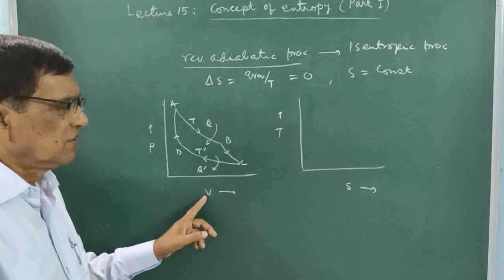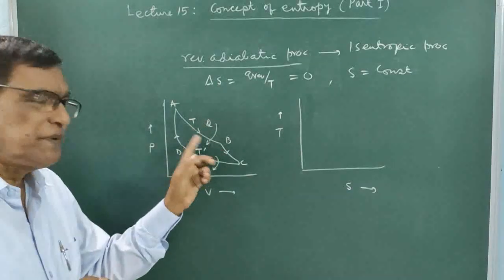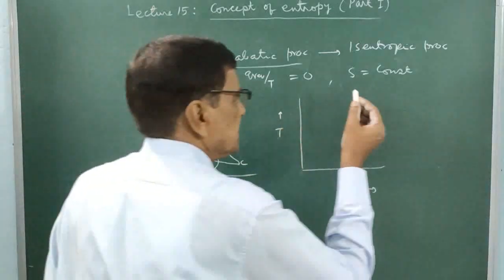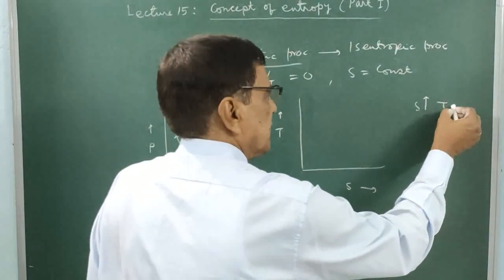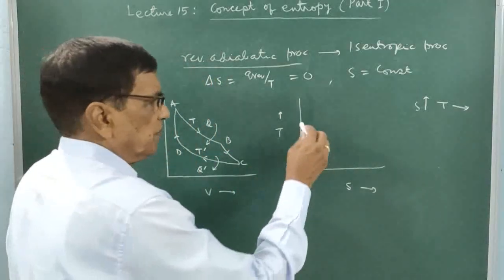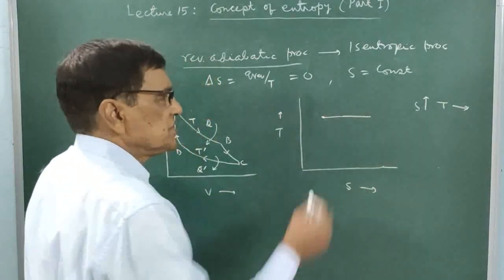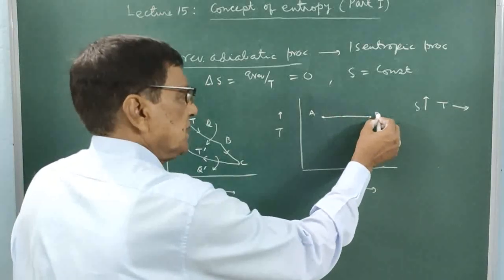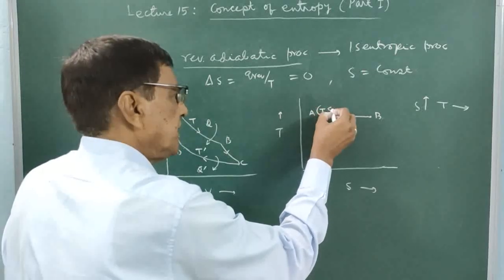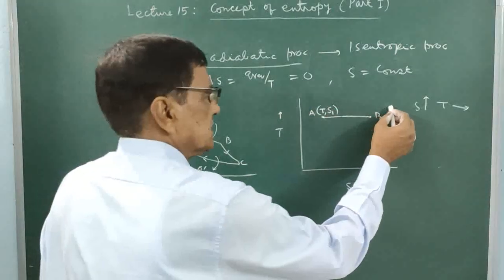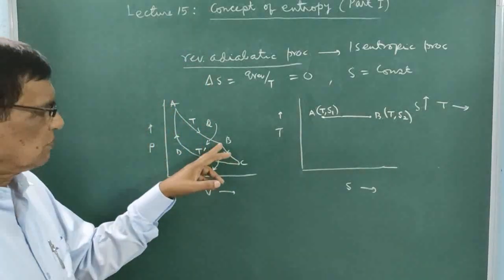In place of PV, we are using this TS diagram. The first step is the isothermal step. Heat is being absorbed, which means entropy is increasing, but temperature remains the same. So this curve starts from here and goes like this. Entropy is increasing; this one is A, this one is B. A can be given the coordinates T and S1, and here the coordinate T remains the same, and S2 is the entropy of B.